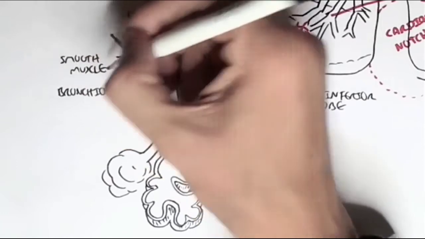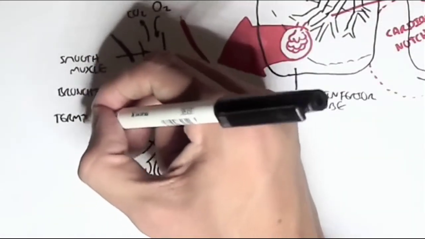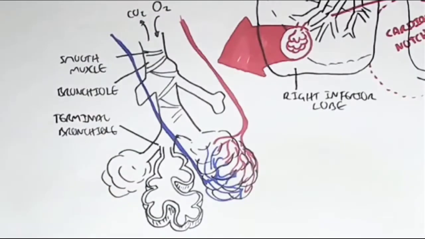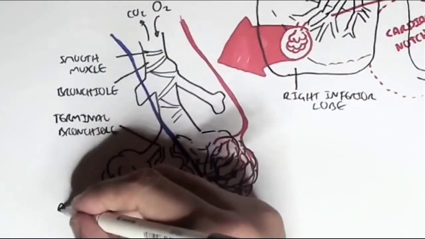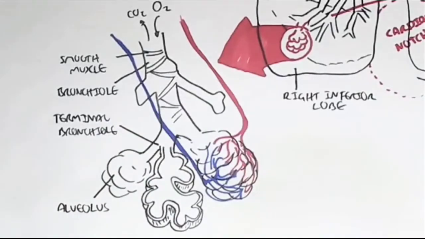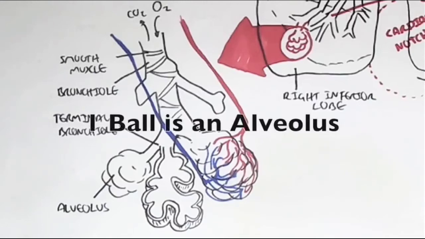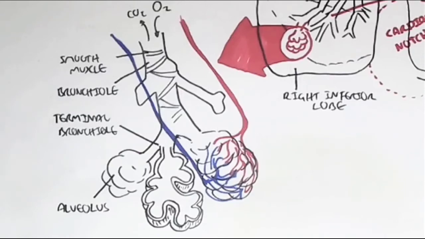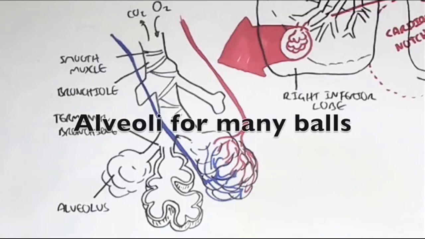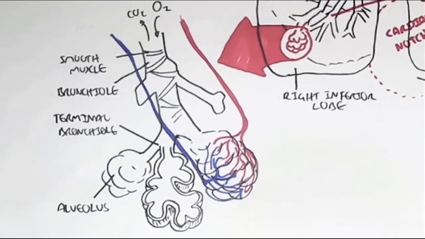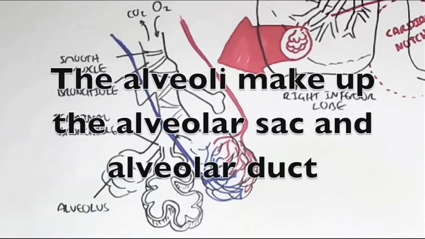This is our bronchiole, and bronchioles are covered by smooth muscle fibers, terminal bronchioles, and then these are attached to the alveolus. An important terminology is that one of these balls is known as an alveolus, and many of these balls are known as alveoli. One ball is an alveolus, and they make up the alveolar sac or duct. The alveoli make up the alveolar sac and the alveolar duct.